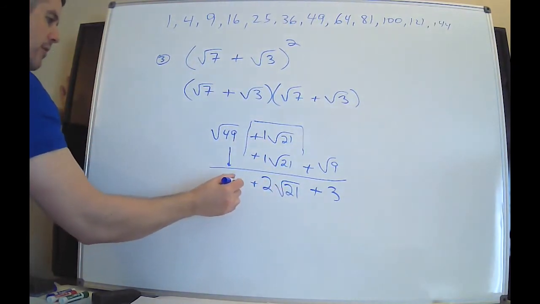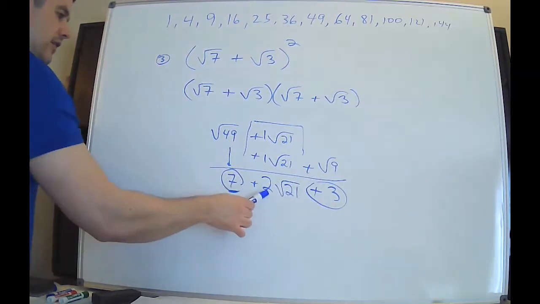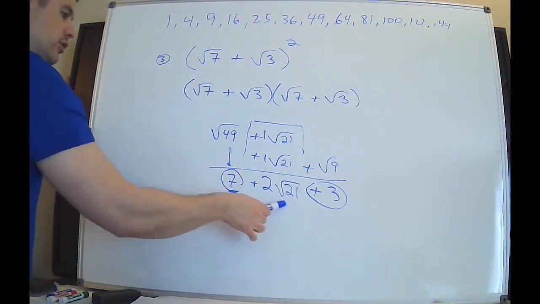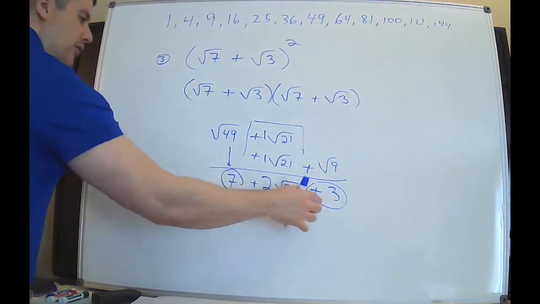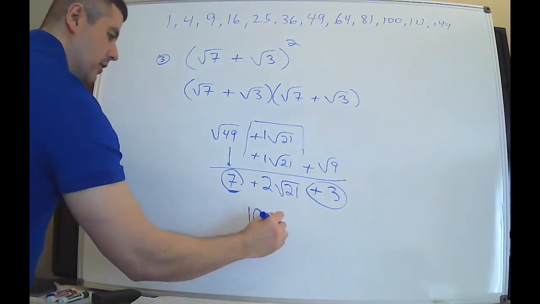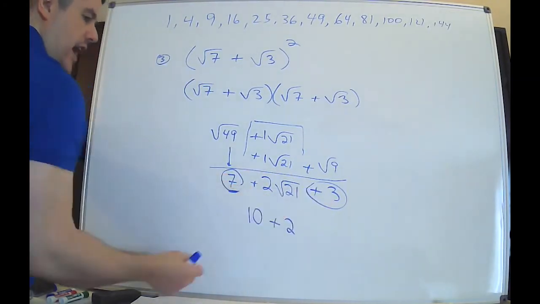What you can hook up, though, 7 does not go with this 2. This is 2 radical 21. They are attached. They're joined. This is the 2 radical 21 creature. But you have $7 and $3. That's $10. You can certainly add 7 and 3 together. This doesn't have a radical. This doesn't have a radical.